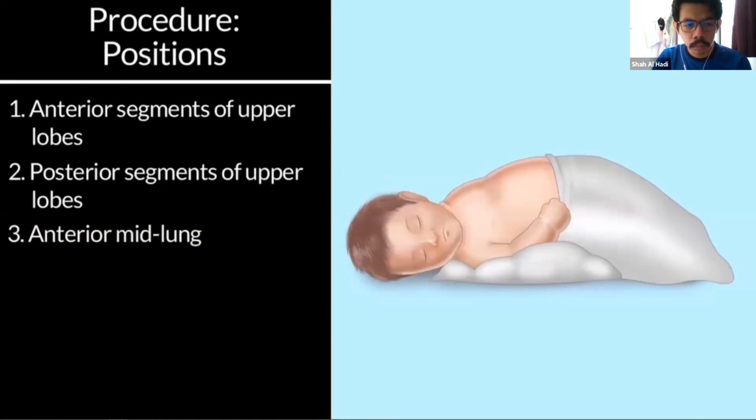The next position, you'll just move the patient back supine, keeping her head down the 10 degrees if at all possible.